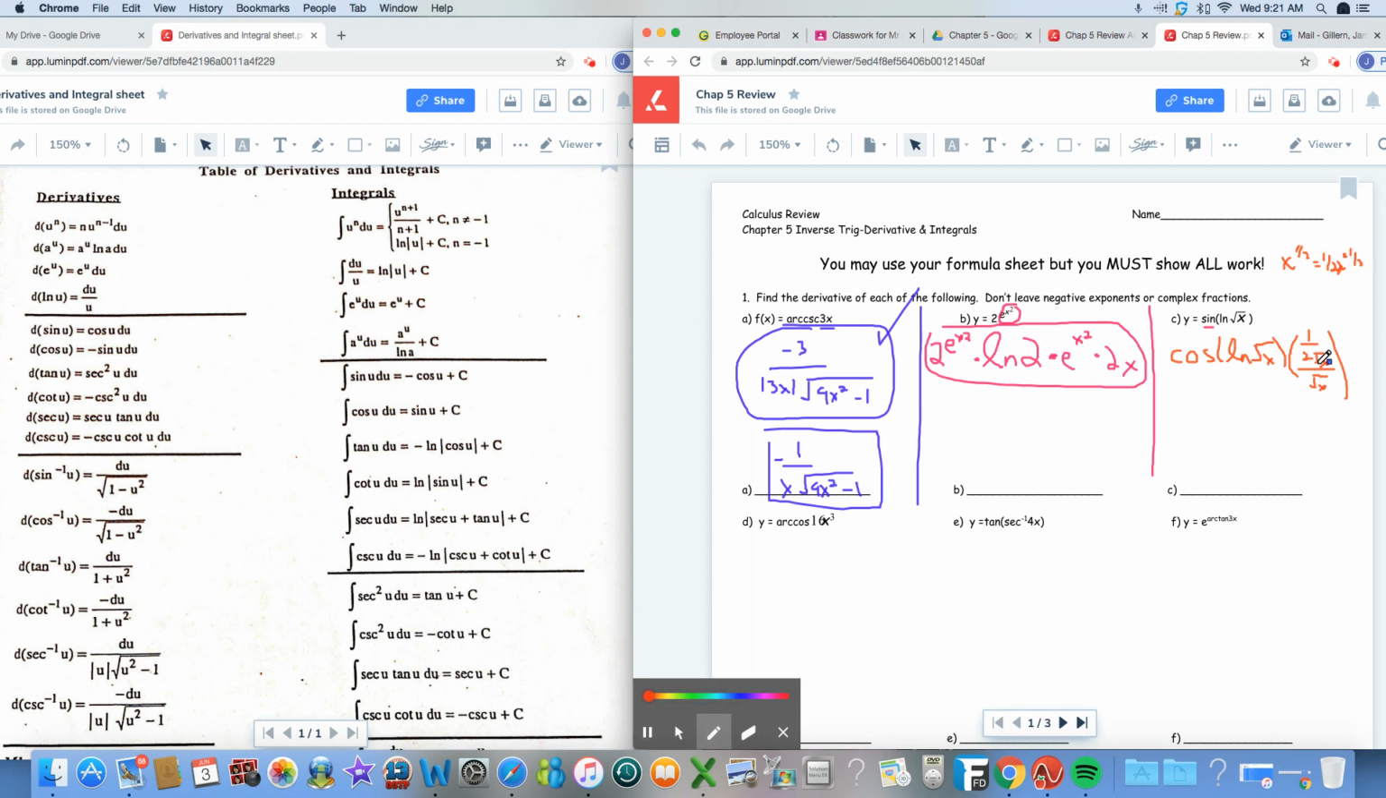Now, I don't like having this. So my answer is going to be cosine of natural log of root x. Now, this just gets moved to the bottom, because I multiply it by, well, what's root x times root x? Just x. And the 2's are down there. So it's over 2x. And there is our answer.